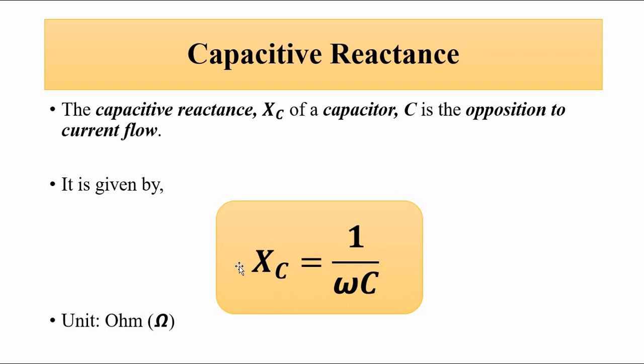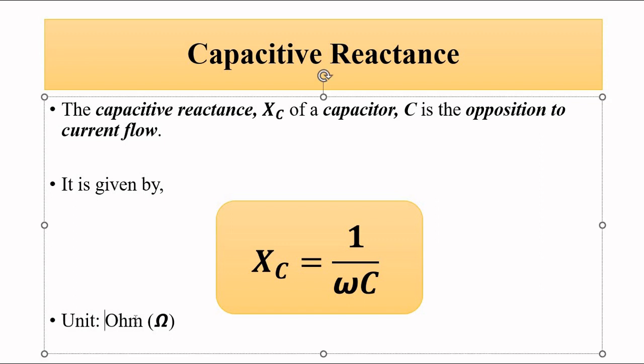Inductors and capacitors are frequency dependent circuit elements. A resistor is frequency independent; there is no omega involved with a resistor. For inductors there is, and for capacitors there is. We'll be discussing inductors later. So Xc is the capacitive reactance, 1/omega C, which is the opposition provided by the capacitor to current flow. It has the same units as resistance, which is ohm.